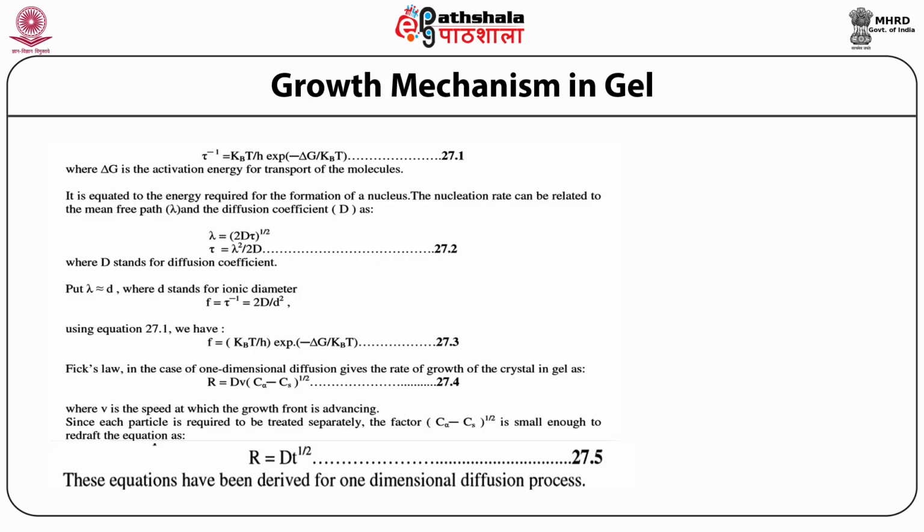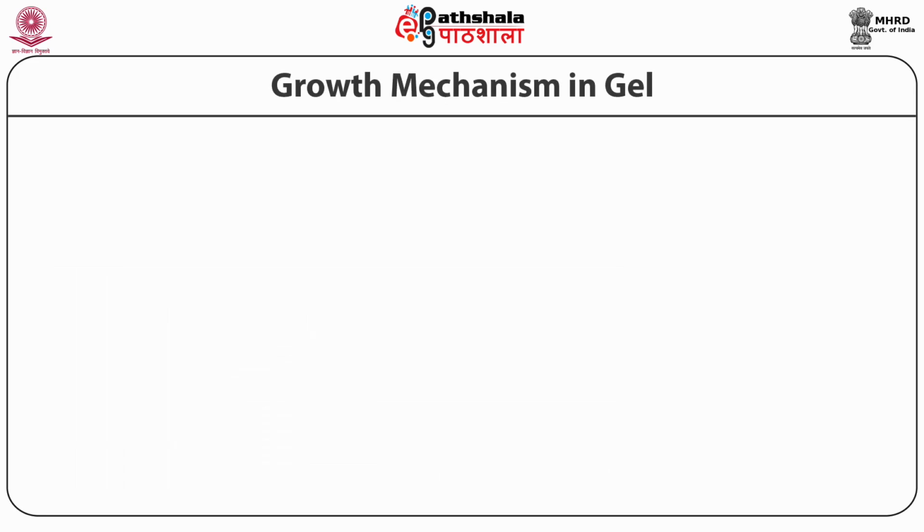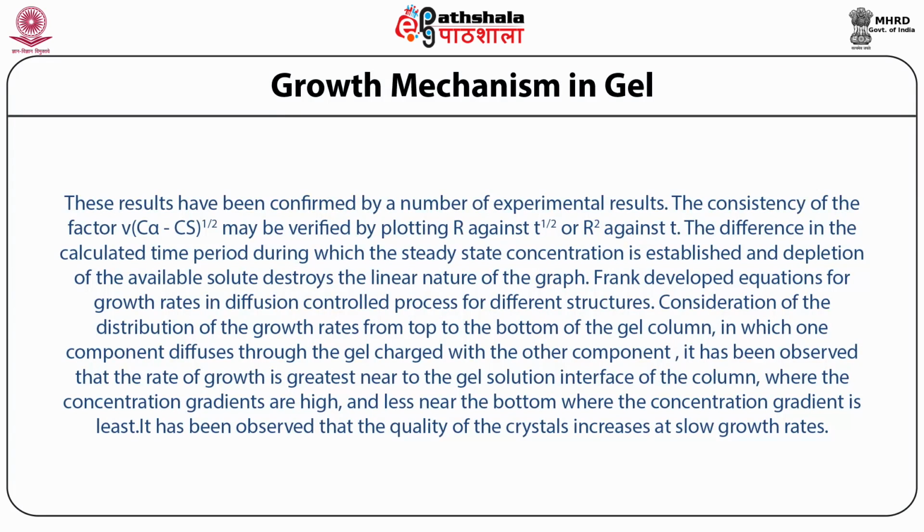These equations have been derived for a one-dimensional diffusion process. These results have been confirmed by a number of experimental results. The consistency of the factor V into (Cα minus Cs)^(1/2) may be verified by plotting R against t^(1/2), or R² against t. The difference in the calculated time period during which the steady state concentration is established and depletion of the available solute destroys the linear nature of the graph.